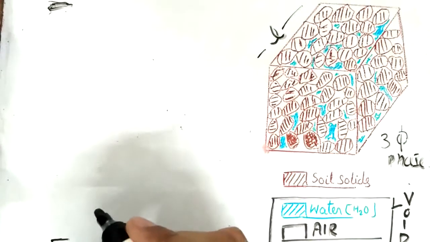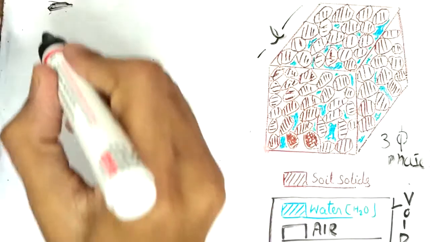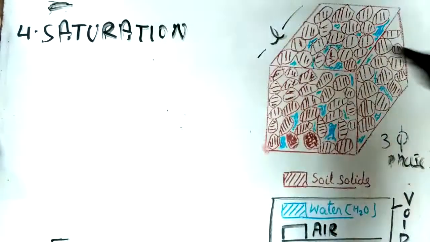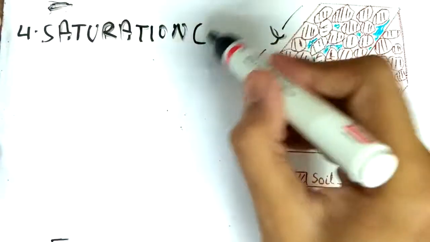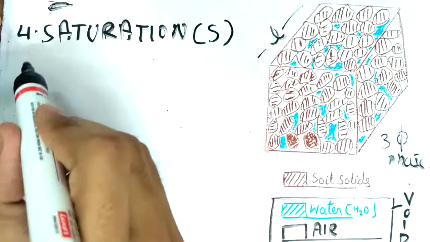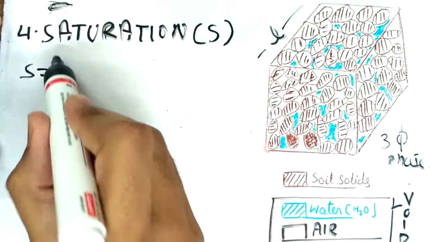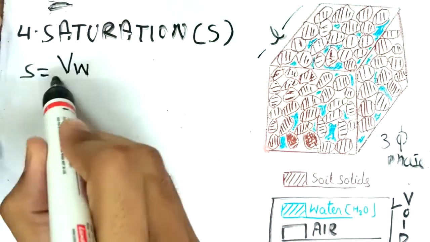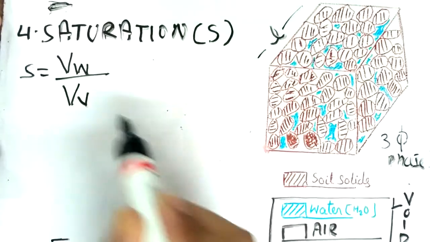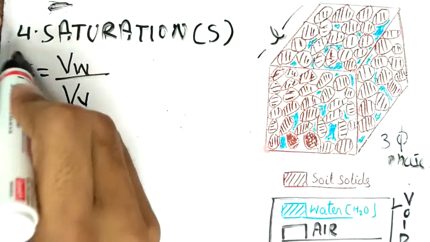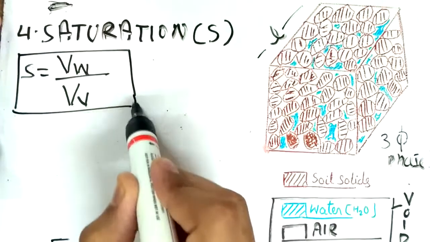Now let's talk about the fourth parameter, that is saturation. I represent saturation by the symbol S, capital S. Saturation is nothing but volume of water upon volume of voids. This is the main formula of saturation: volume of water upon volume of voids.